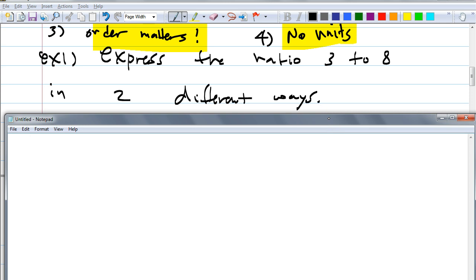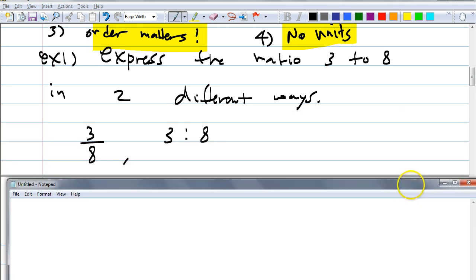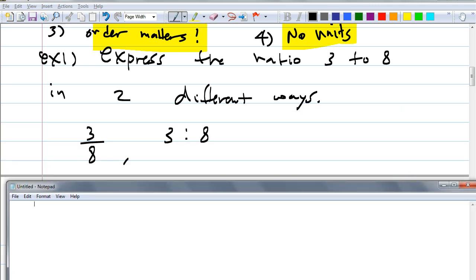So knowing what we should study here, express the ratio 3 to 8 in 2 different ways. Knowing what we just learned, can you then write the ratio 3 to 8 in 2 different ways? Pretty straightforward. Okay, so who could give me the first one? Austin, give me one. 3 and then the colon 8. Sure, 3 colon 8. That was one of them. What's another one, Ryan? 3 over 8. Is this pretty straightforward? Okay.